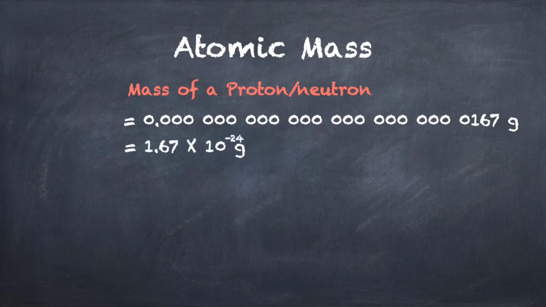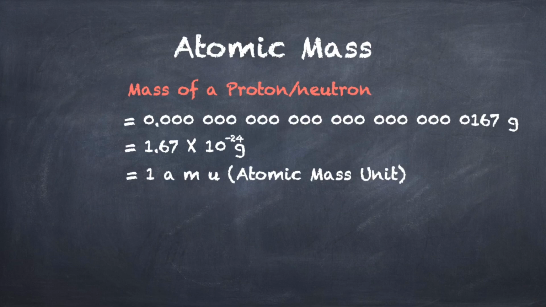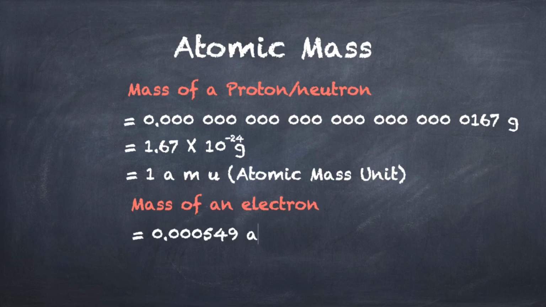But this itself is again a difficult number to remember. So scientists denote this number by writing it as 1 AMU, that is 1 atomic mass unit. So that means one proton or one neutron weighs around 1 AMU. An electron, on the other hand, is much smaller than a proton or neutron. The mass of one electron is equal to 0.000549 AMU. That is a tiny fraction of the weight of a proton or neutron.